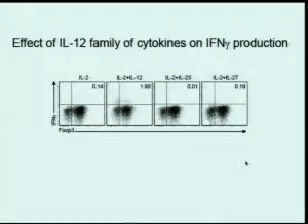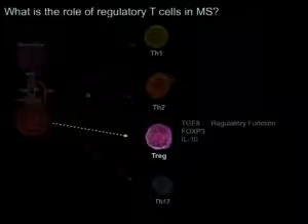We also looked at the effect of IL-12 on other family members of the IL-12 family, and found that it was predominantly IL-12 that was able to induce gamma interferon. IL-23 and IL-27 could not do that. So we then, being clinical immunologists and neurologists, wanted to examine patients with MS, and we were asking what the role of these regulatory T cells might be.